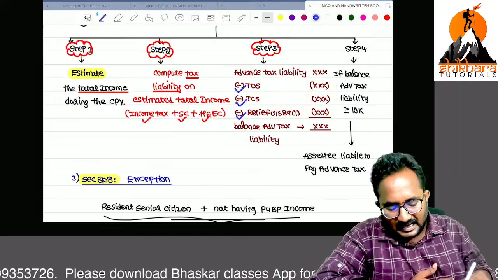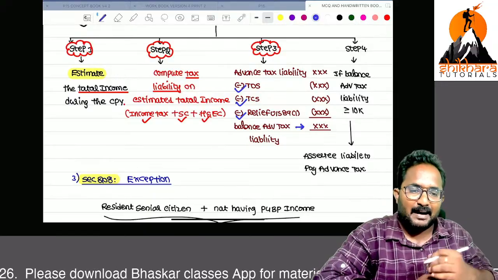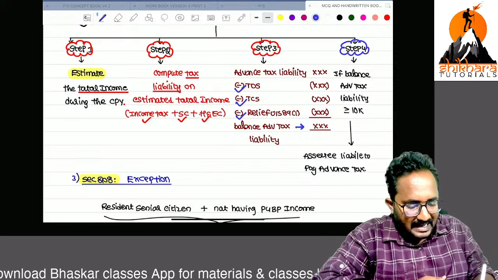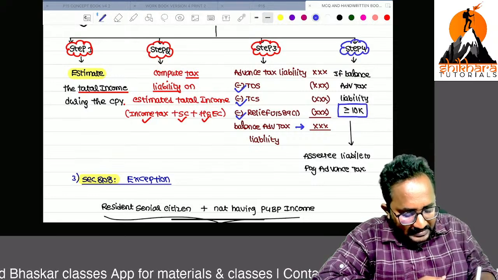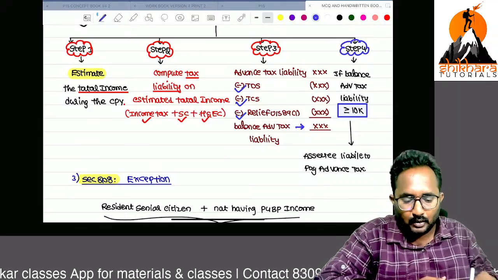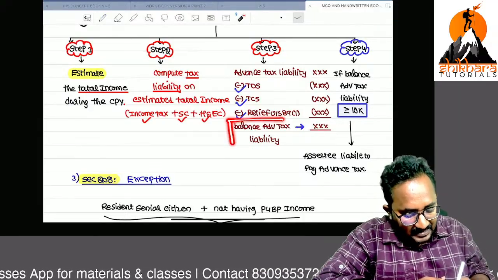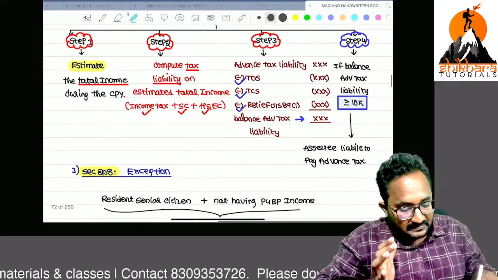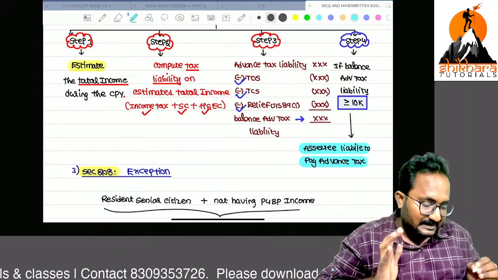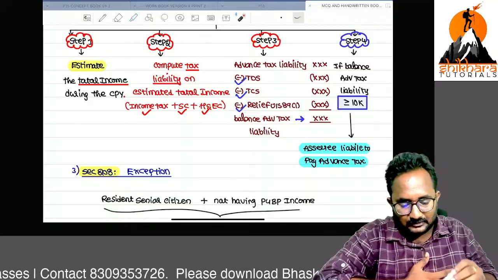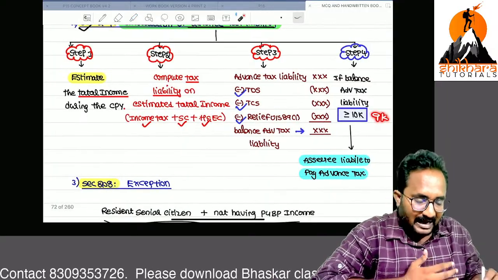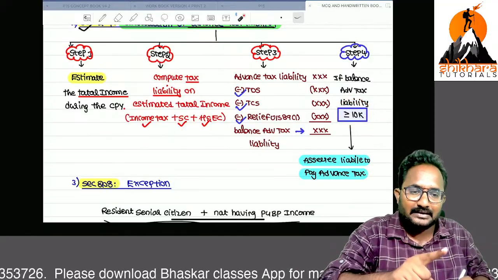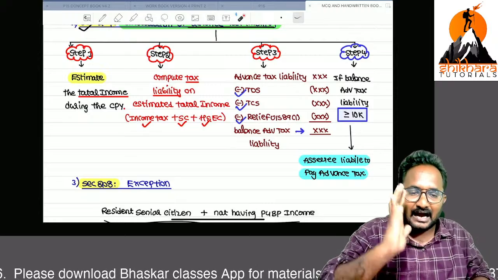But finally, after removing these credits, you will get the balance advance tax liability. In step 4, if your balance advance tax liability is more than or equal to 10,000, important for an MCQ, remember, the assessee is liable to pay the advance tax. Sir, if I calculated all these steps and got 9,000? No need to pay advance tax during the previous year. If you got an advance tax liability of more than or equal to 10,000, you are required to pay advance tax.